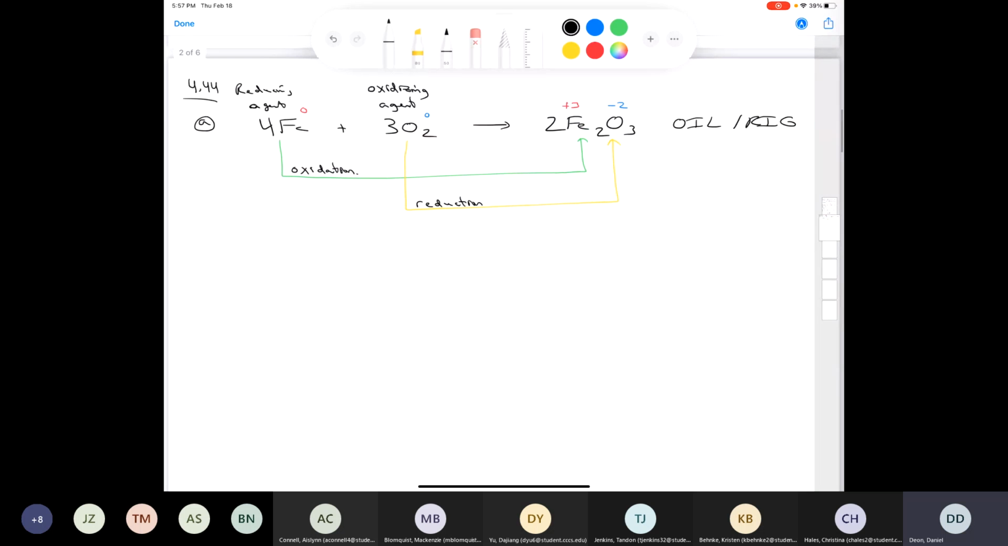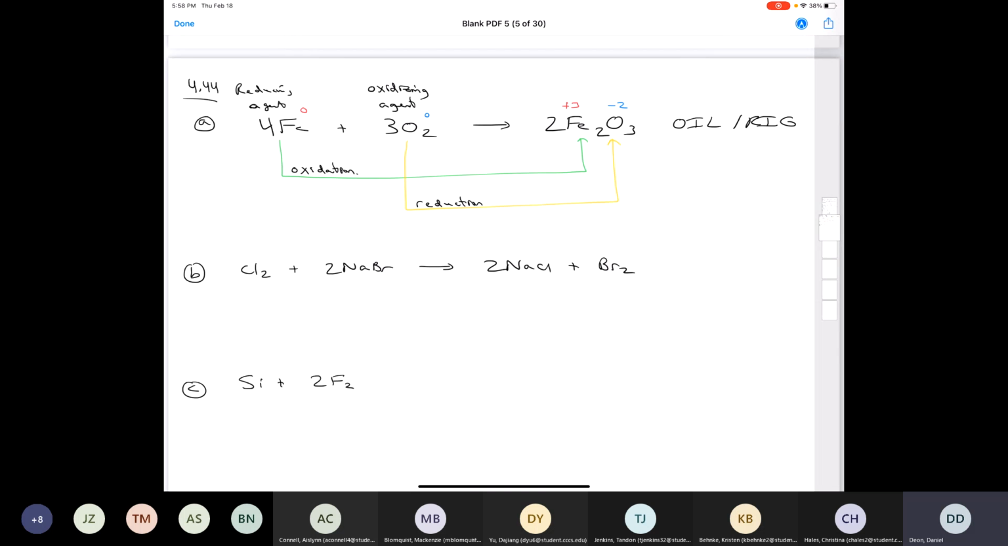Okay, so I want you to try B. So we'll take a look at B and I'll write it down here. So B is chlorine plus 2 sodium bromide gives you 2NaCl plus Br2. And then I want you to take a look at the next one, which is silicon plus 2 moles of fluorine. That gives you SiF4, like that.